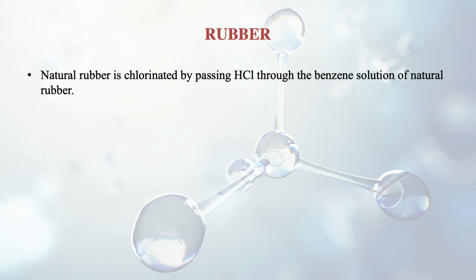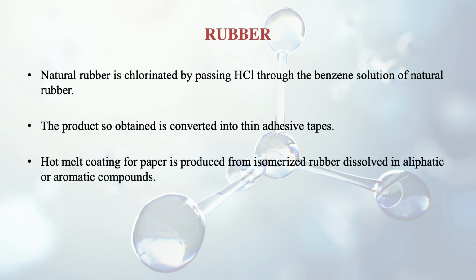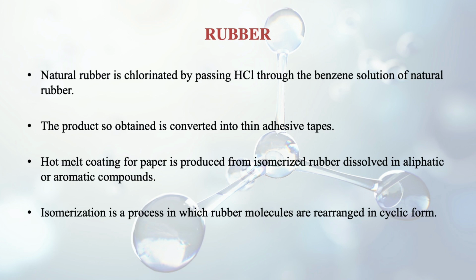Natural rubber is chlorinated by passing HCl through the benzene solution of natural rubber, and the product so obtained is converted into thin adhesive tapes. Hot melt coating for paper is produced from isomerized rubber dissolved in aliphatic or aromatic compounds. So the coating we see on paper is produced from this rubber only. And then there is a process called isomerization, in which rubber molecules are rearranged in cyclic form.